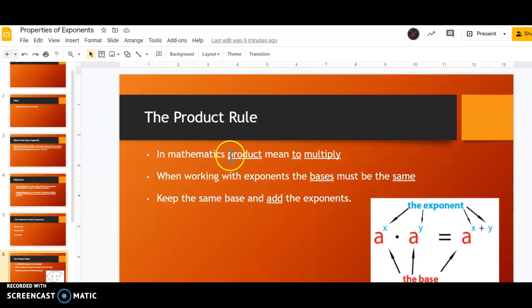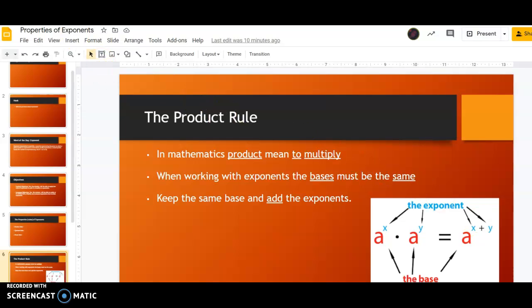So when we're asked to multiply, if they're asking us to apply the product rule, we need to look and see, do our bases match? Yes. In this example here, they are both a's, so the base is the same. Then on the third bullet, we will keep that base, so we just move that base a over, but the exponents, we add them together. So you would add x plus y, and that would be it. I'm not asking you to solve it any further. We're just applying that rule.